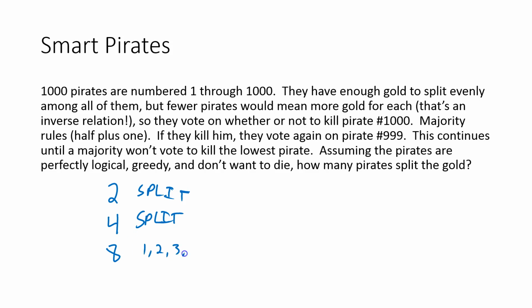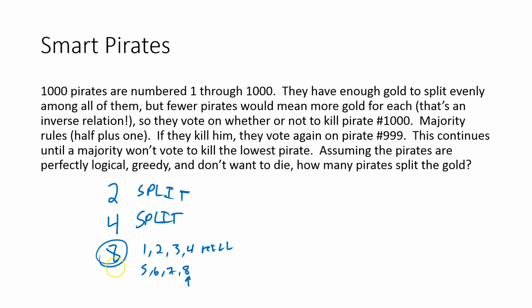1, 2, 3, and 4 are going to vote to kill, for sure. Because they know if they get down to 4, they'll be able to split the gold. But 5, 6, 7, and 8, what they're thinking is, well, if 8 dies, then those 4 people are going to kill 7, they're going to kill 6, they're going to kill 5, so they all want to vote to save pirate number 8.